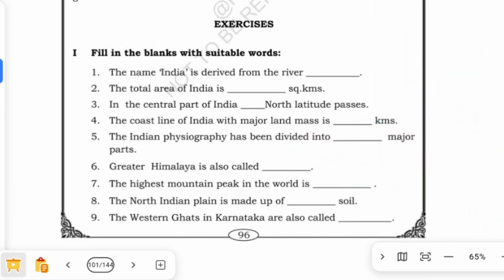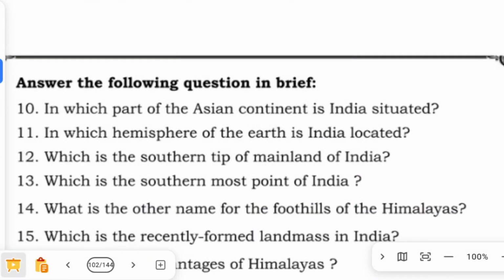The North Indian plain is made up of dash soil. Which kind of soil is the North Indian plain made up of? You answer this. Also, the Western Ghat in Karnataka is also called as what? Answer this question, both of them. The rest of the question answers will be taken in the next class. Thank you very much for watching.